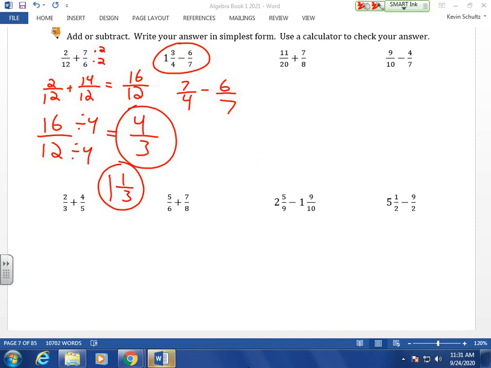What would 2 5/9 be as an improper fraction? And if you answer this, be prepared to tell me why you got the answer you got. Yeah? 23/9. And how'd you get that? Okay, so the shortcut here to convert a mixed number to an improper fraction is to multiply the denominator by the whole. 9 times 2 is 18, and then add the numerator, and that's how we get 23.